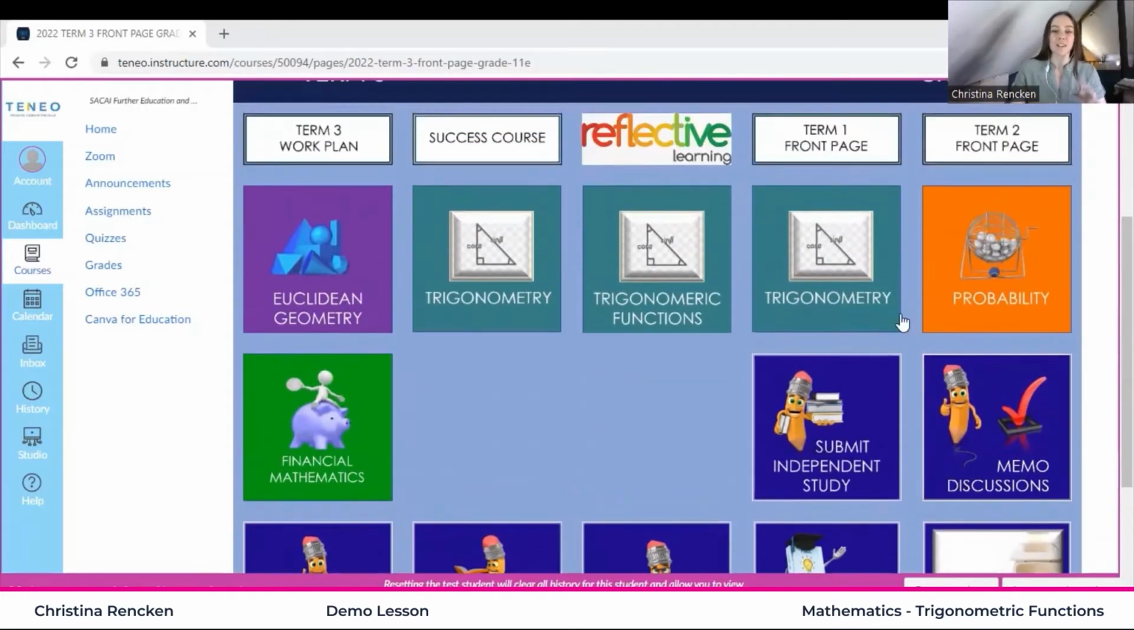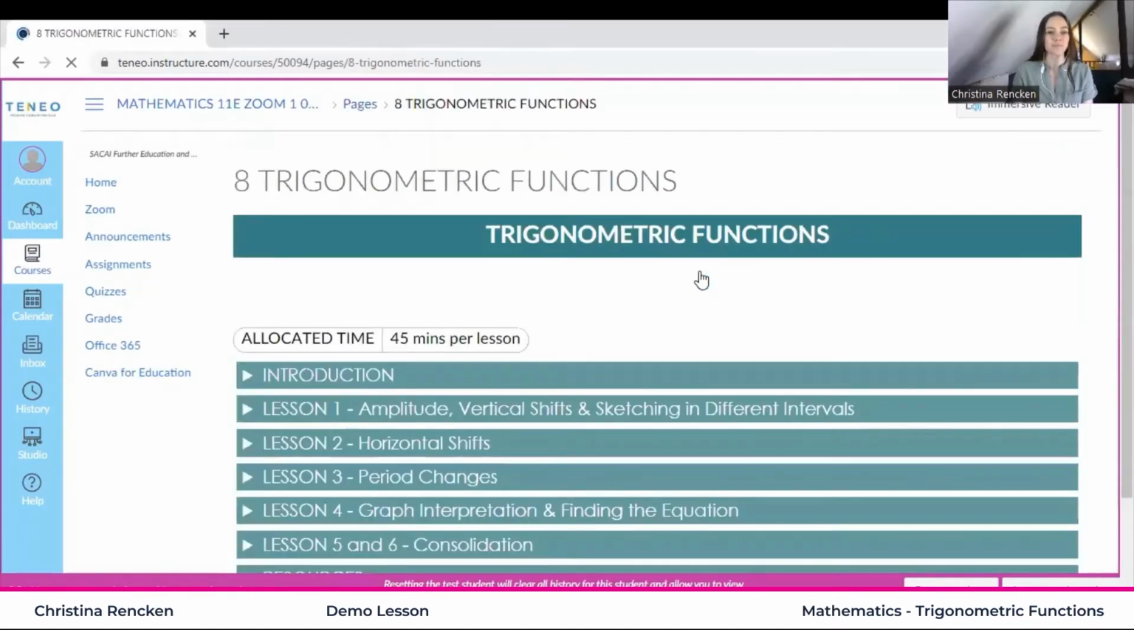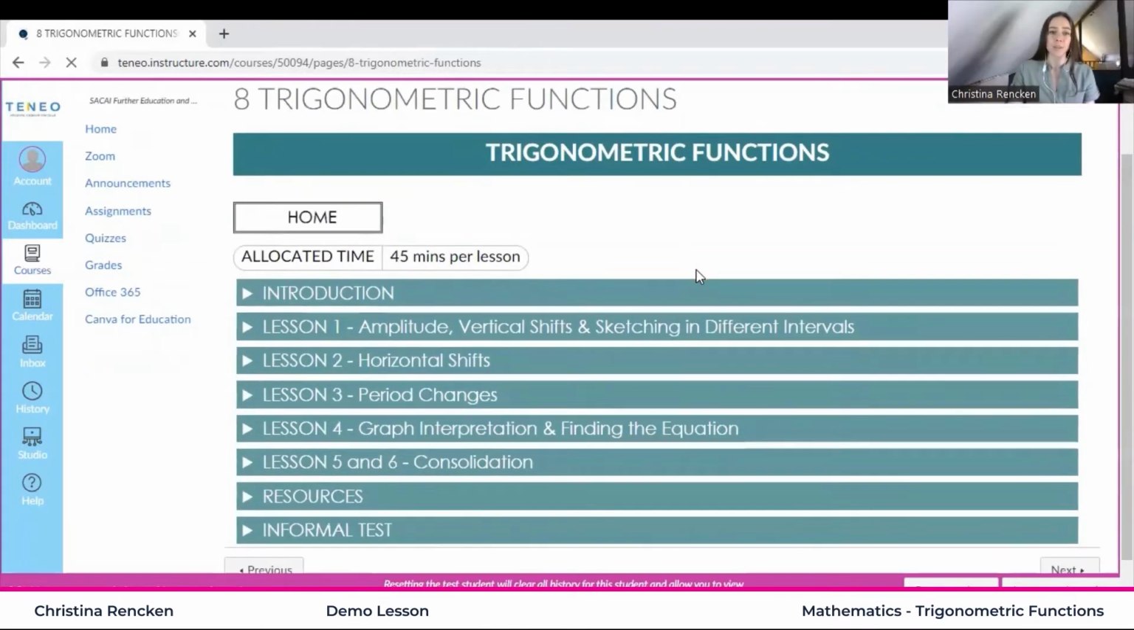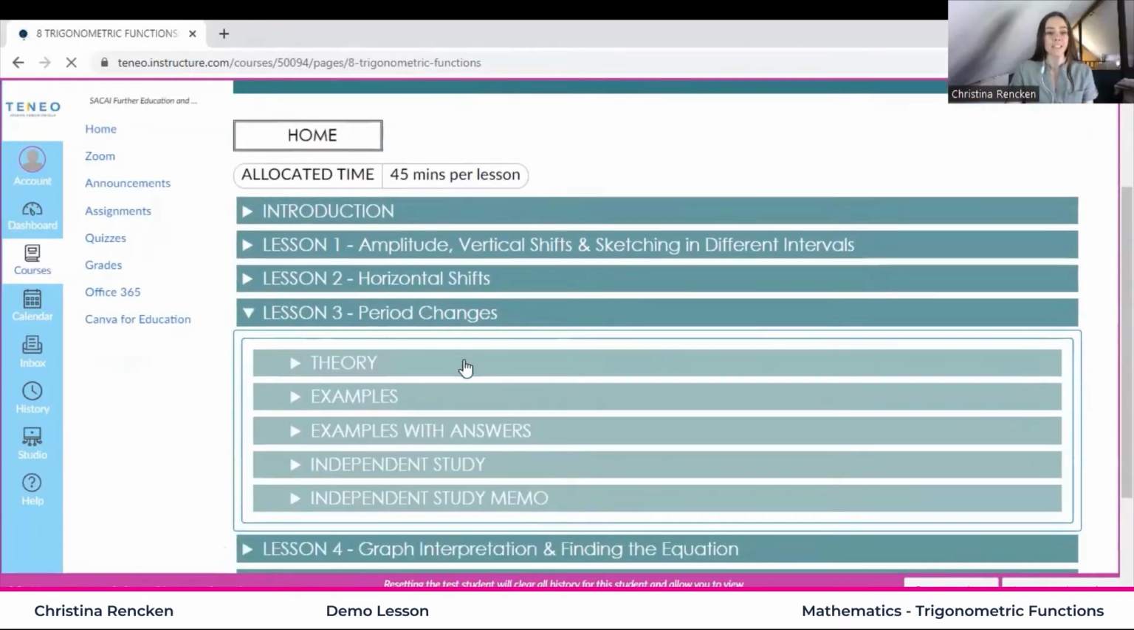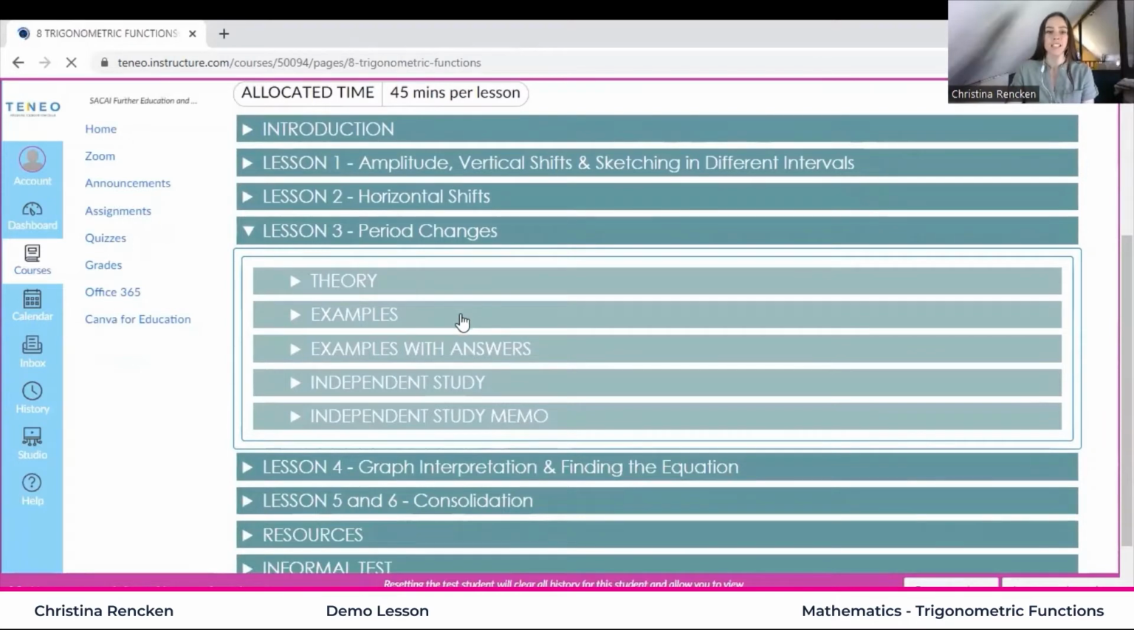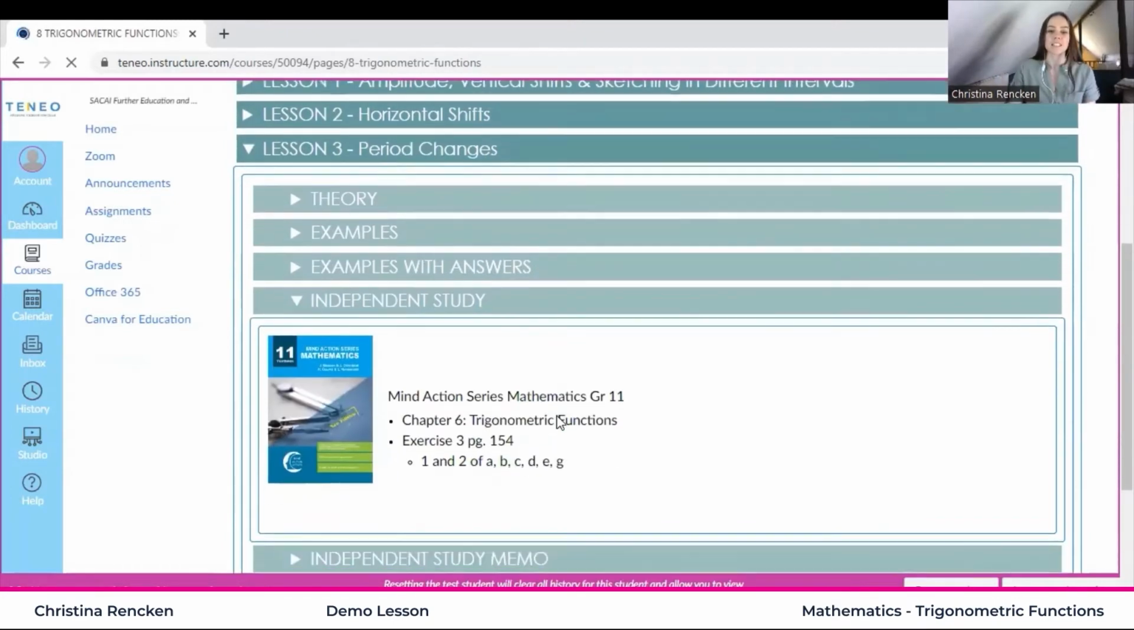So if we have a look at one of our topics, let's go into trigonometric functions and have a look there. For every topic that we do, we have a homepage for that topic. And you will see for every single lesson that is taught, we then have theory behind the lesson. We have examples that we will cover in class, and we have the examples with the answers. So if we missed something in class, we didn't quite catch it, we can come and find that information.